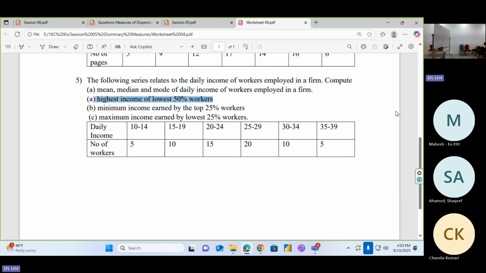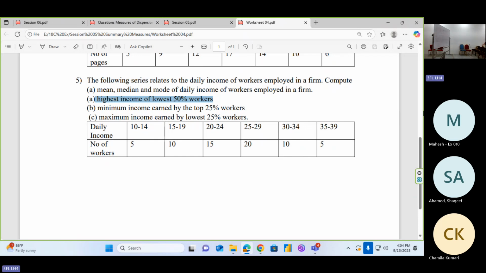Then which measurement here do we need to calculate? Maximum income earned by the lowest 25% of the workers. Which measurement? Q1, the first quartile. Below the first quartile represents 25% of the data. Q1 represents their maximum income, the maximum income earned by the lowest 25% of workers.